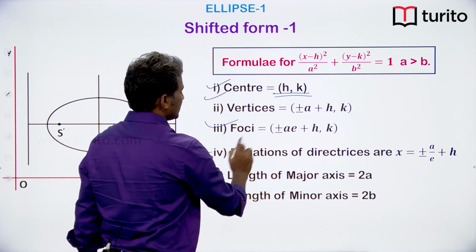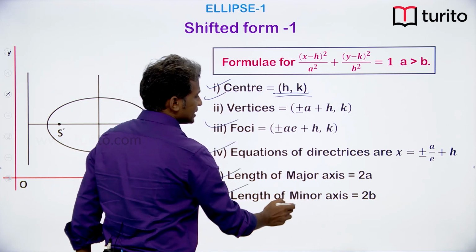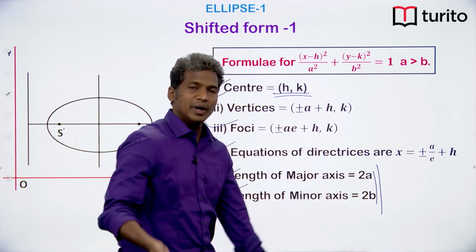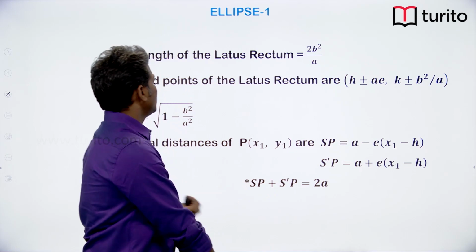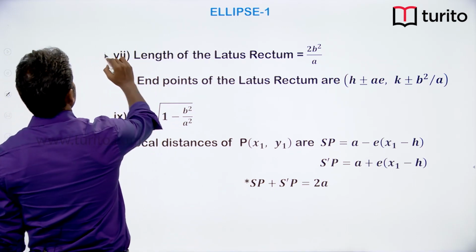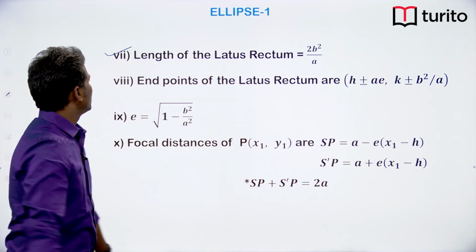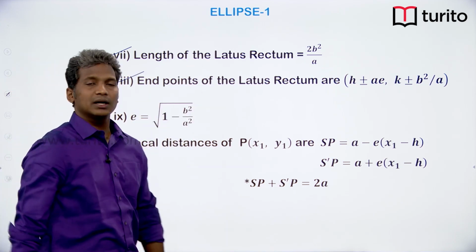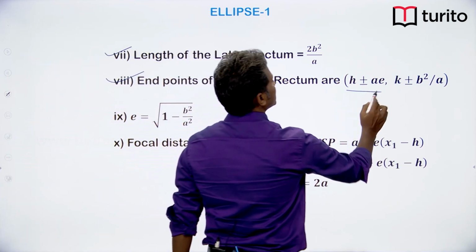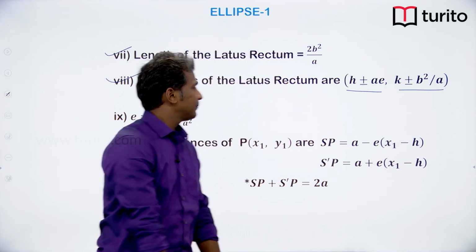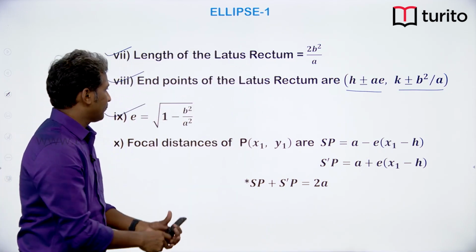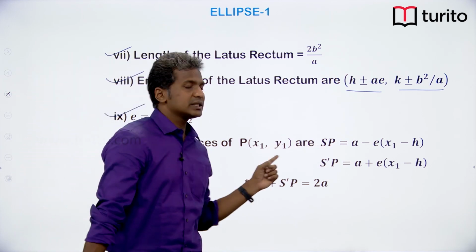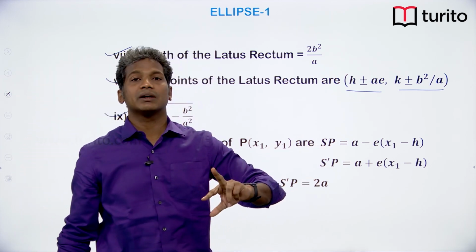Similarly for foci, h and k get added. So for all of them it is the same story, but lengths will not change. No matter where you shift your ellipse, lengths will never change. Next, length of latus rectum also will not change, but endpoints of latera recta will change. See, h and k are getting added, and eccentricity also does not change because it is a constant, but focal distances will change because now the coordinates have changed.